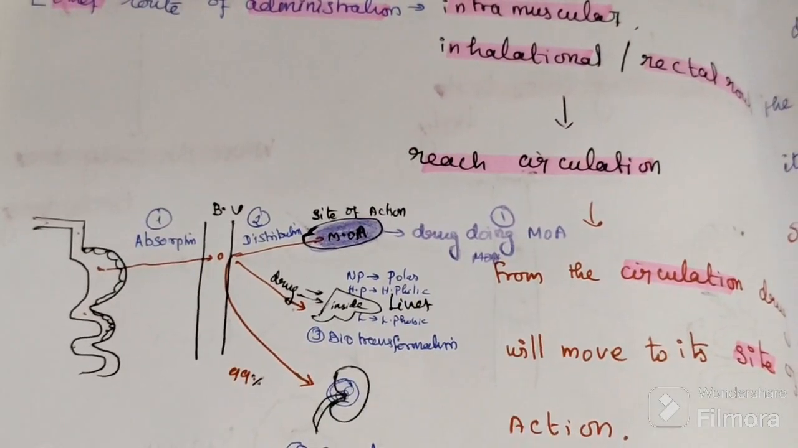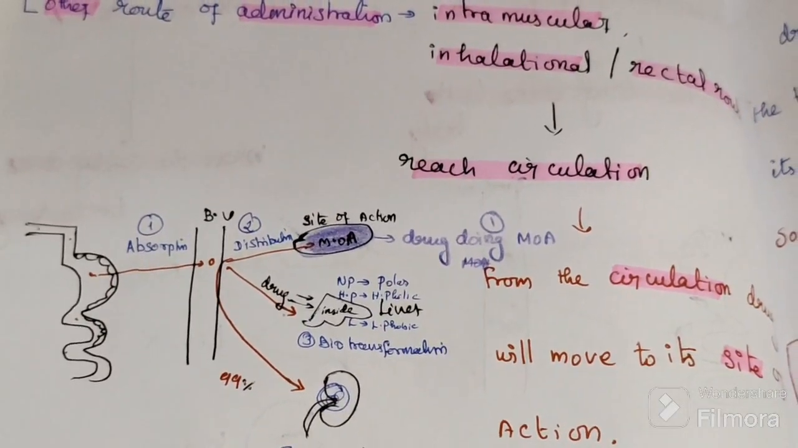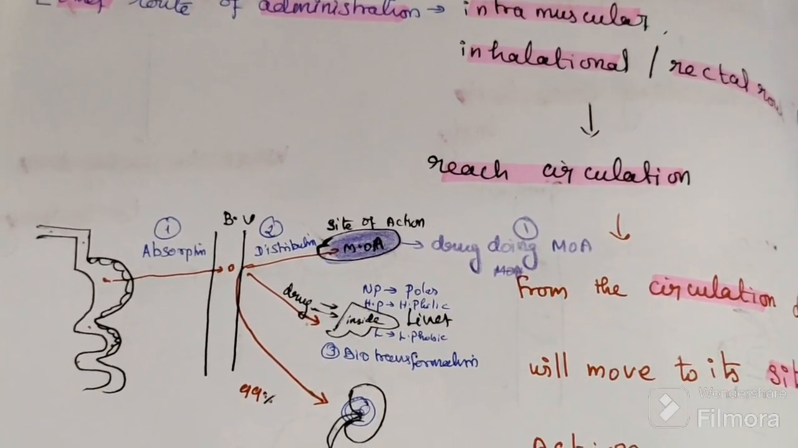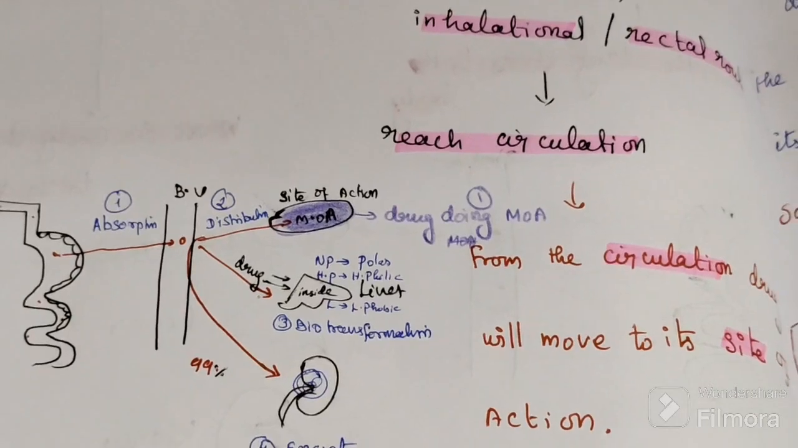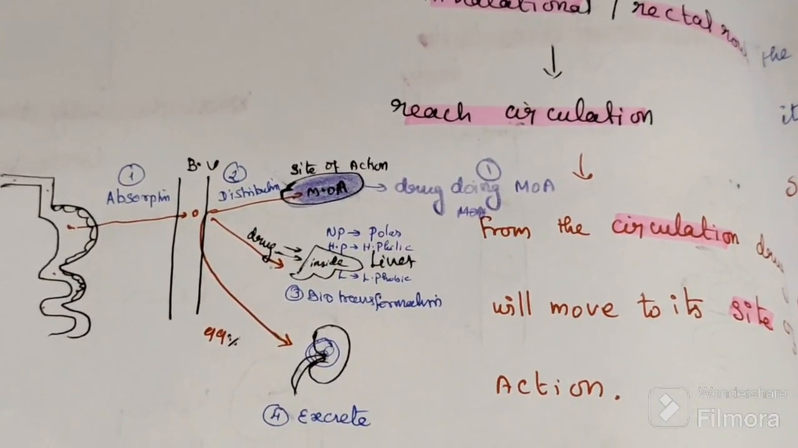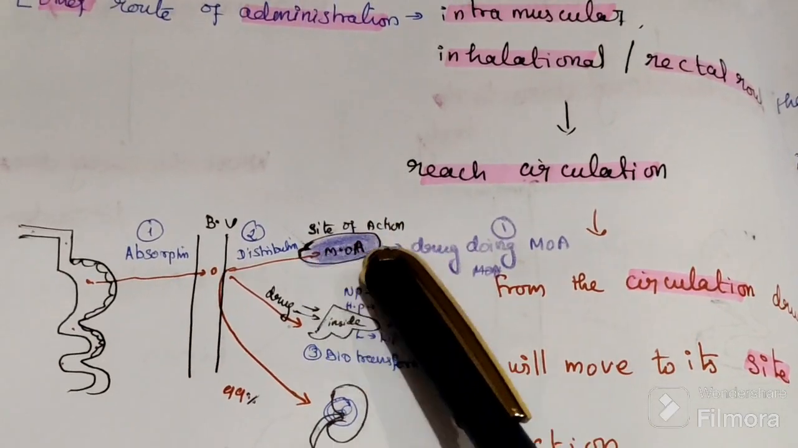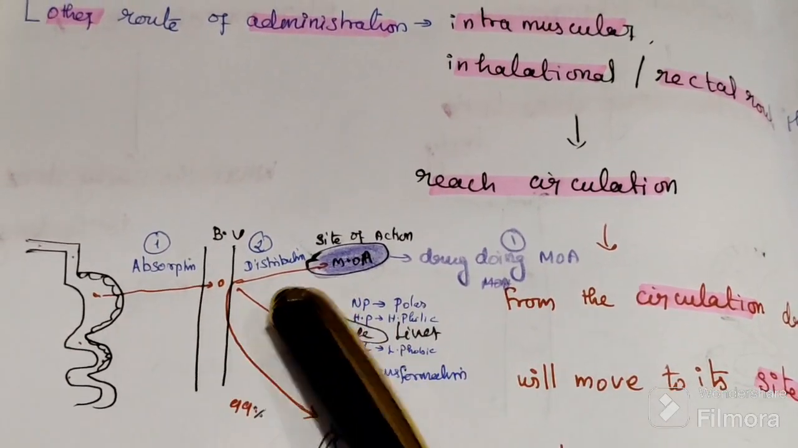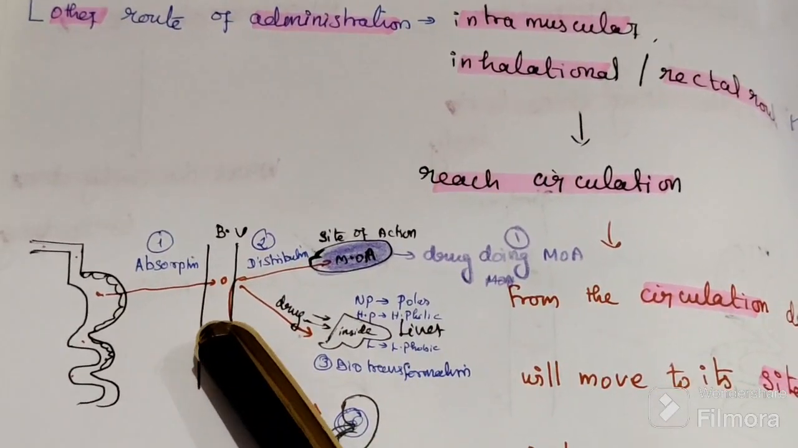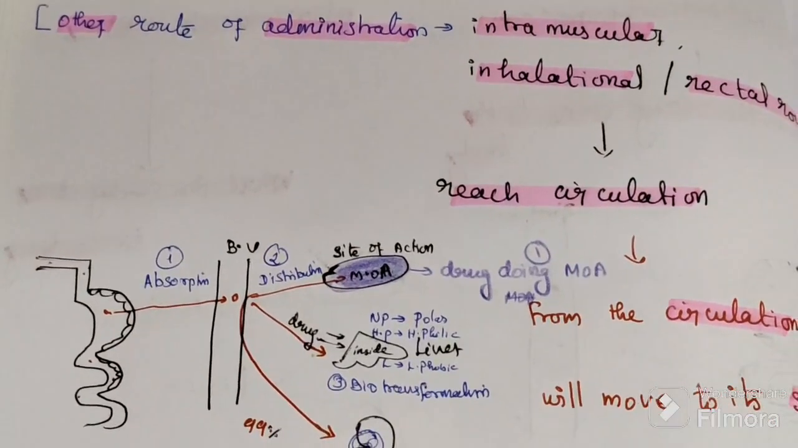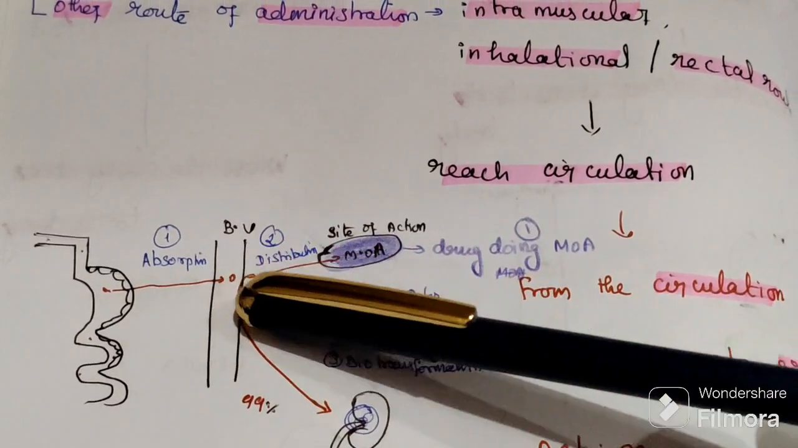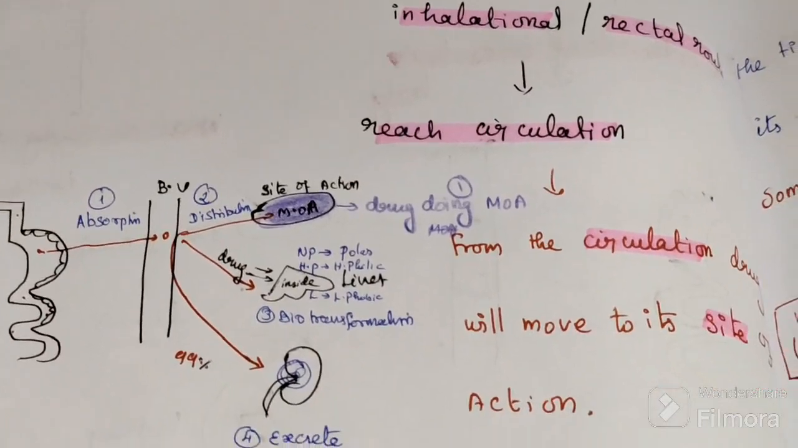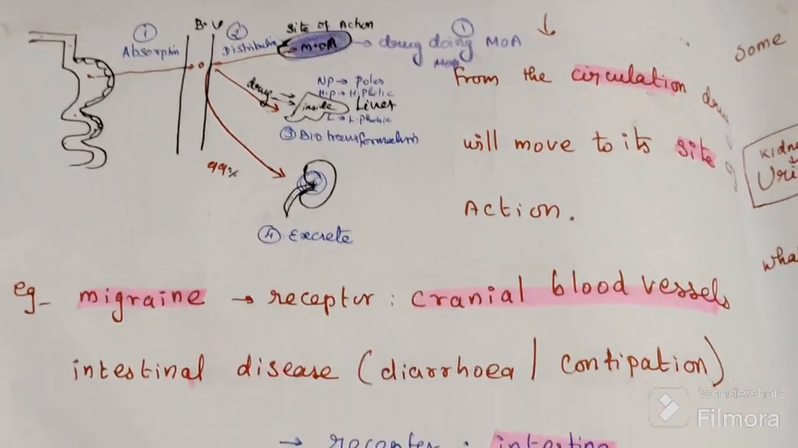The drug will not remain there forever. After the mechanism of action is completed, the drug will come back into the blood. After coming into the blood, most of the time, 99% of the time, the drug is excreted in urine. Very rarely it is excreted in other forms.